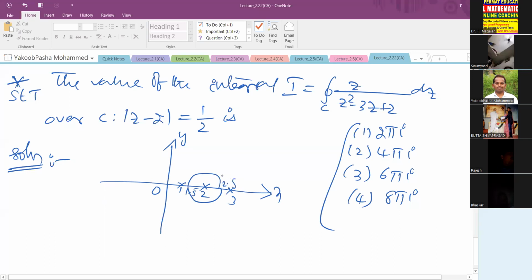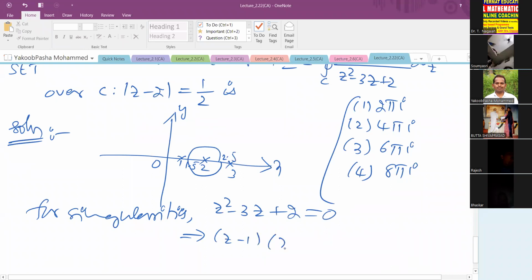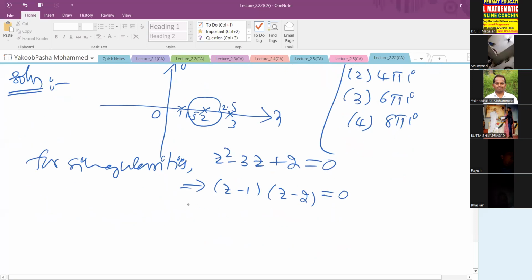Okay. So we have to calculate the singularities first. For singularities, the denominator, that is z square minus 3z plus 2 is equal to 0. On factorization we get z minus 1 into z minus 2 is equal to 0. Clearly observe here, z is equal to 1, 2 are simple poles, and z is equal to 2 is inside C.